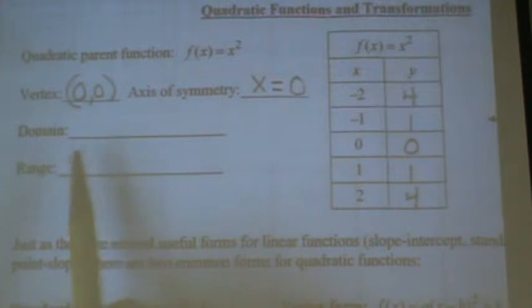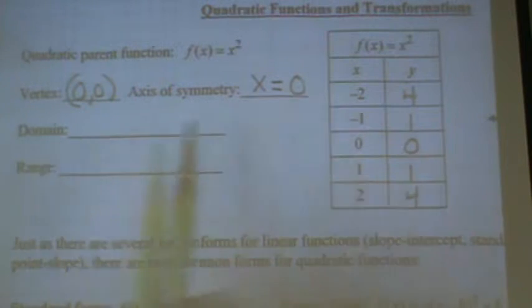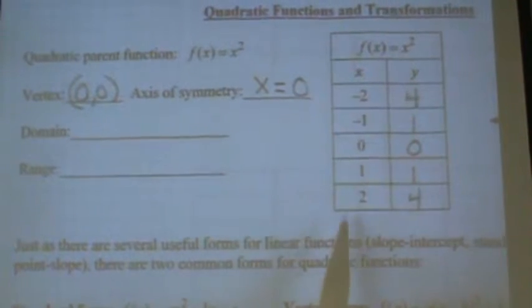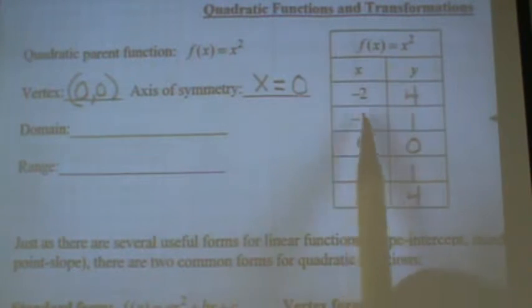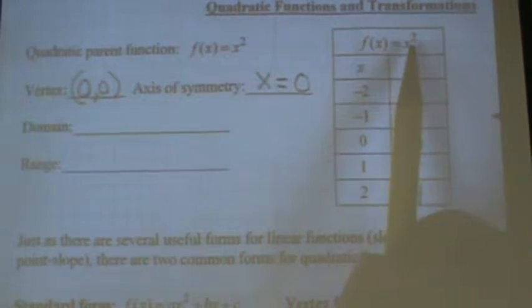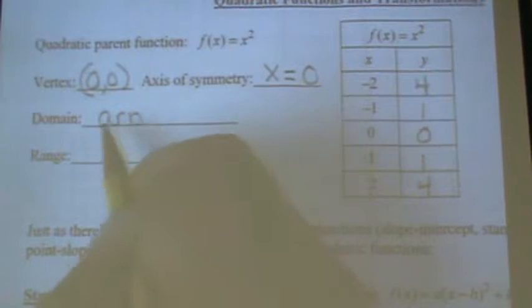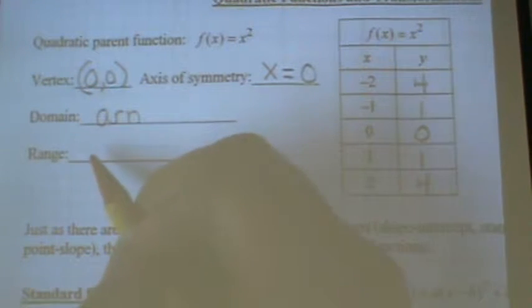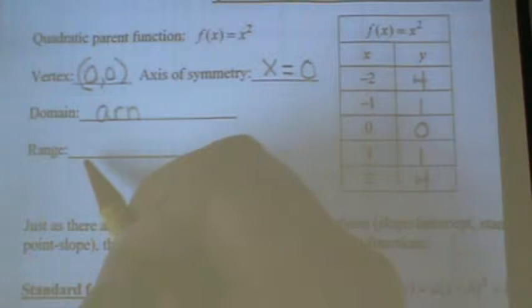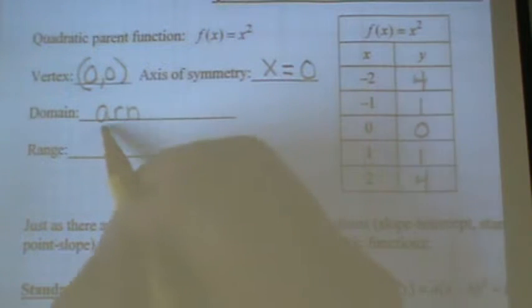Now your domain. Your domain is all of the x values that you can plug in to this function. Is there any problem with squaring any number? No. So the domain is all real numbers. The domain for all of these will be all real numbers. It's not going to change.